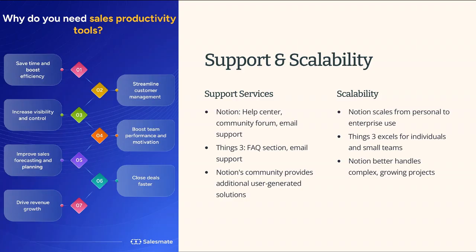Scalability is another important factor. Notion's flexible structure allows it to scale with your needs. You can start simple and expand as your requirements grow. Things 3, being a task manager, doesn't offer the same level of scalability. It's excellent for personal use and small teams, but may not scale as well for larger teams or complex projects.